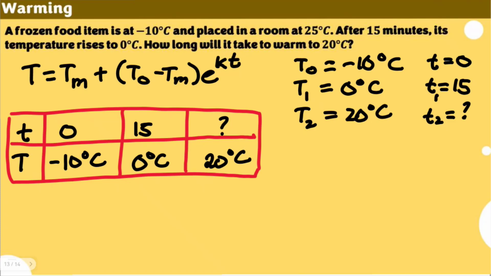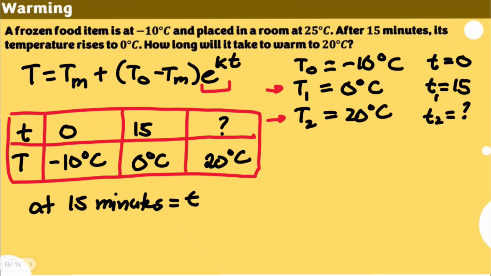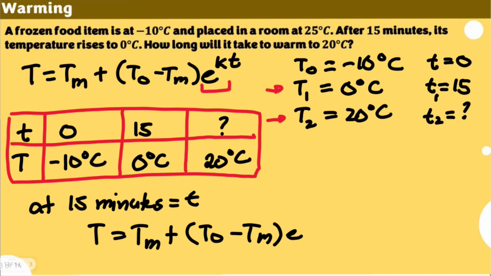So the first thing we need here is k. We can solve for k using this first situation. And of course, since it's called the constant of proportionality, it's also true for the second situation, and even if you add another situation here. So we're going to solve for k in the formula. At 15 minutes, this will be our T, or T sub 1. So we will have T, the formula, T sub m plus T sub 0 minus T sub m, e to the power of kt.